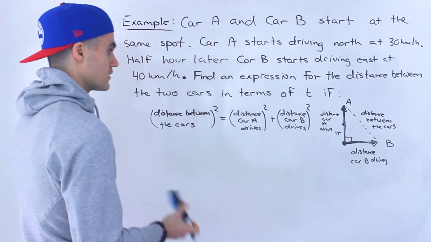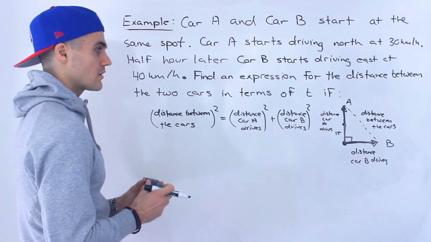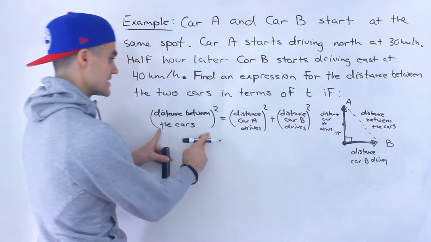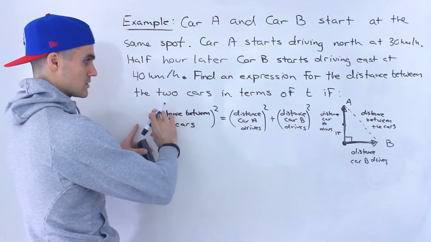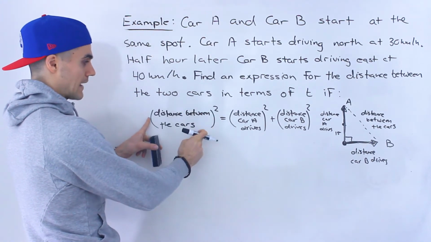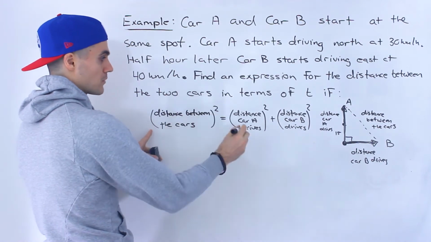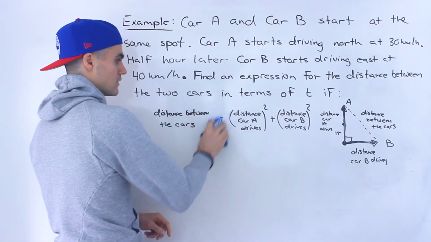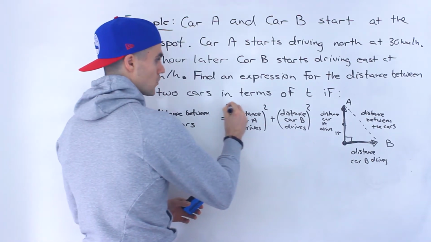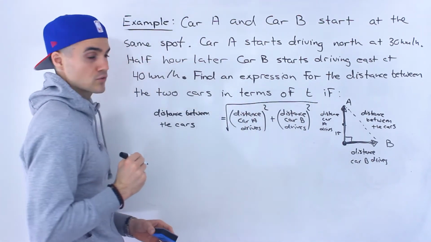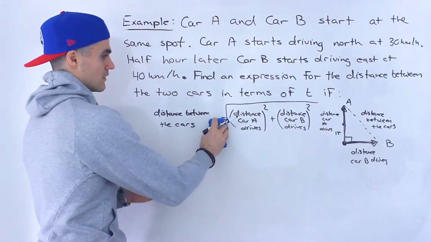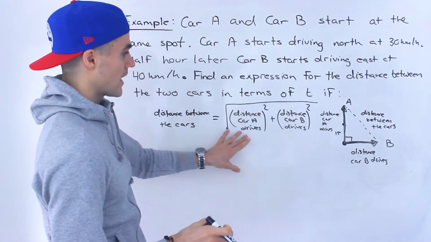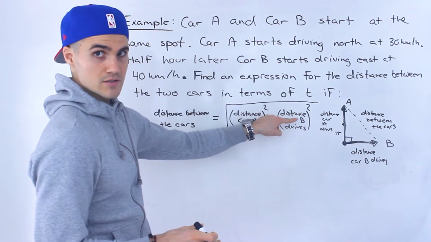And now we can start introducing some variables. So for part A, we have to make this distance between the cars. Actually, one more thing before we get into the variables. We need to isolate for this. So we've got to square root both sides. If we get the distance between the cars by itself, we're going to square root all of that. All right, so the distance between the cars is the square root of the distance car A drives squared plus the distance car B drives squared.